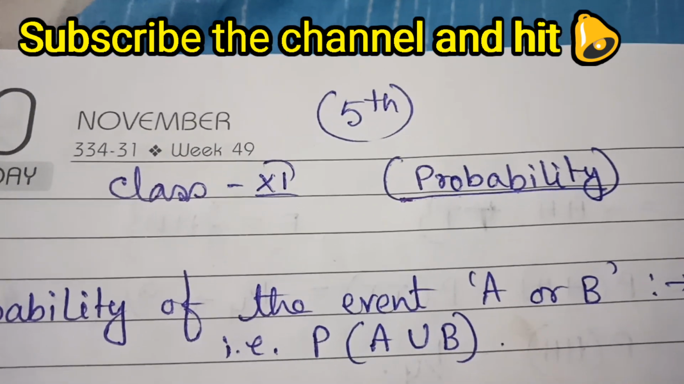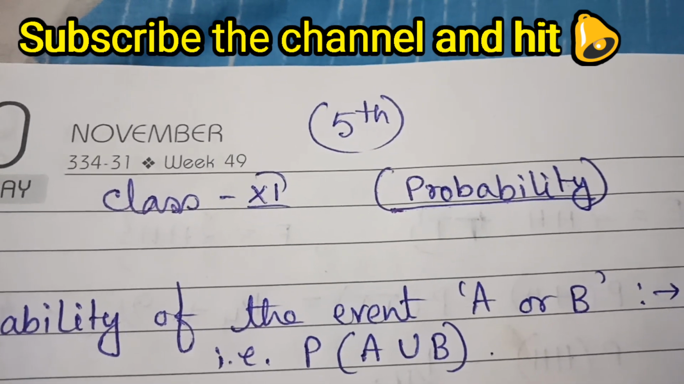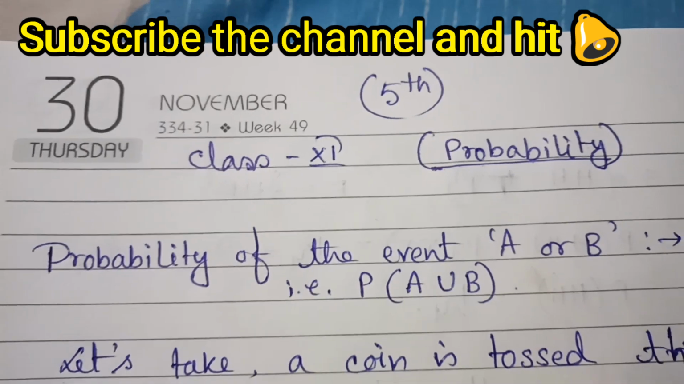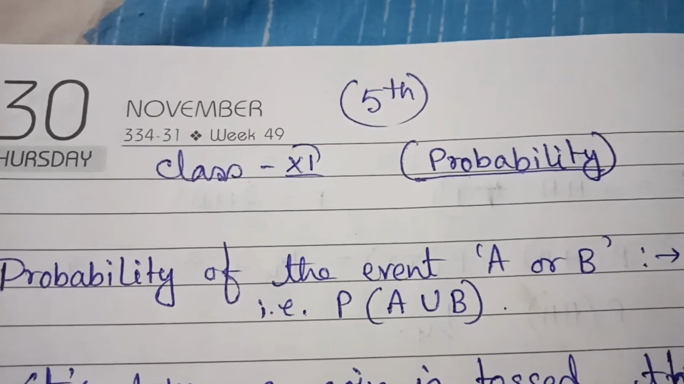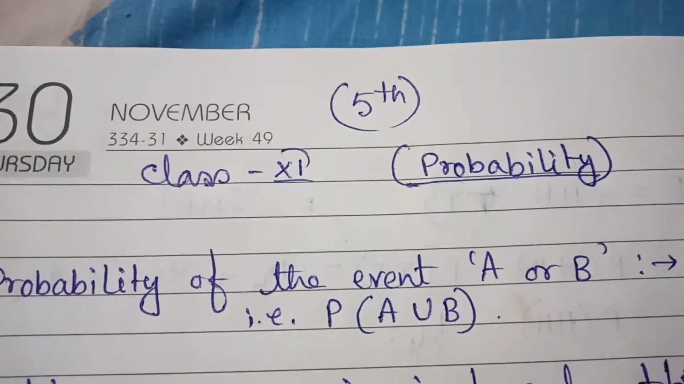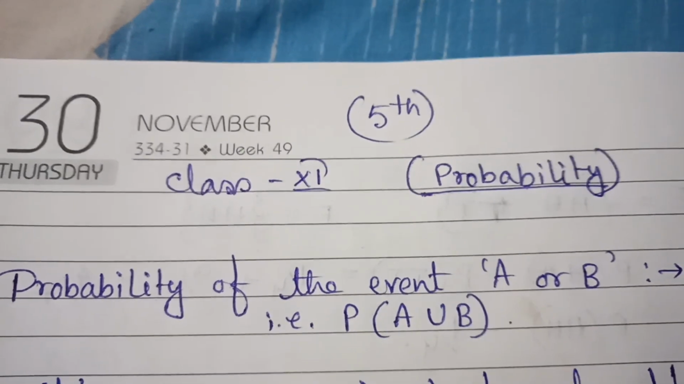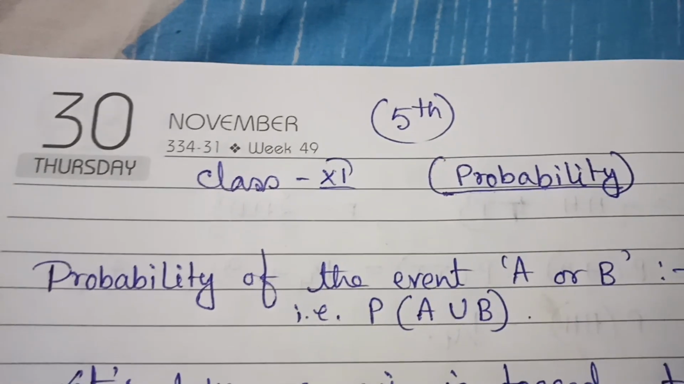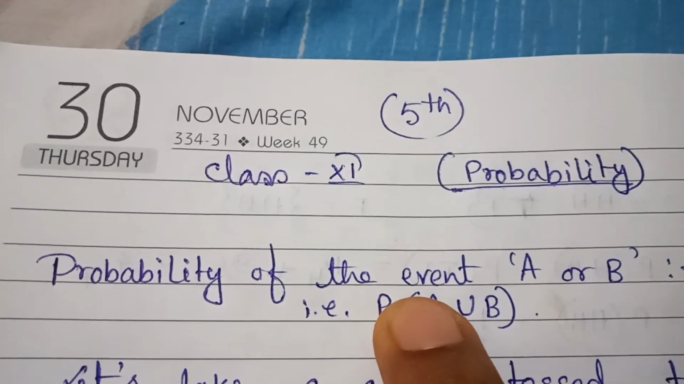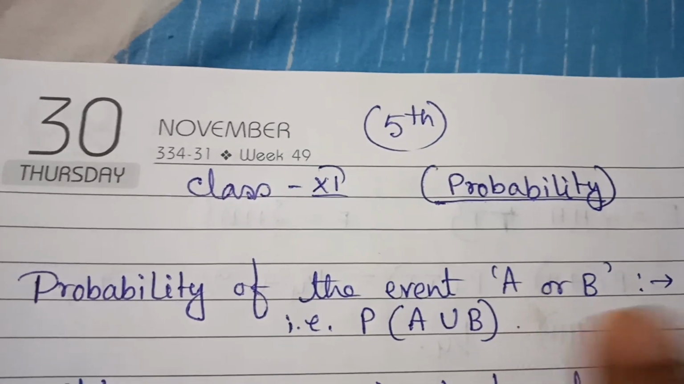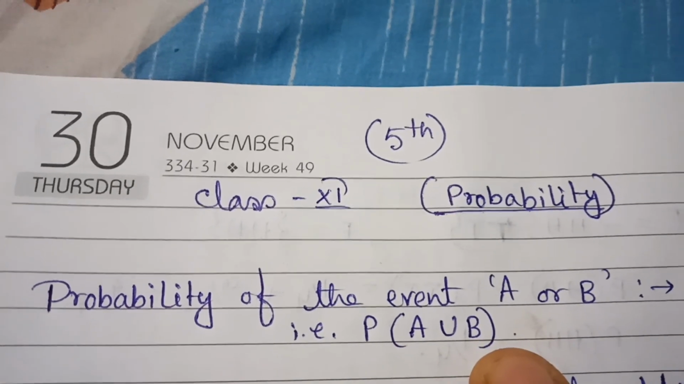Today we are going to learn class 11's probability chapter, probability of event A or B, this topic. Now this is the 5th session of this probability chapter. So let's start with the topic. Today we will be learning about probability of event A or B, that is P of A union B.